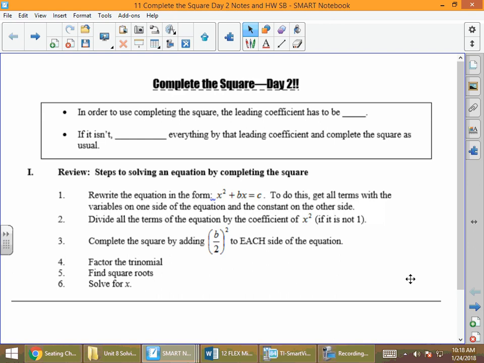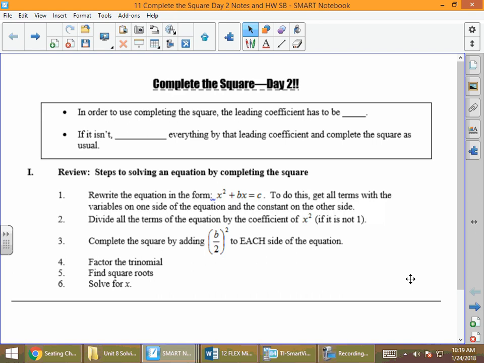Today we're going to talk about completing the square, and there's one step that was listed in our previous notes that we haven't used yet. That's going to be step 2: divide all the terms of the equation by the coefficient of x squared if it isn't 1.